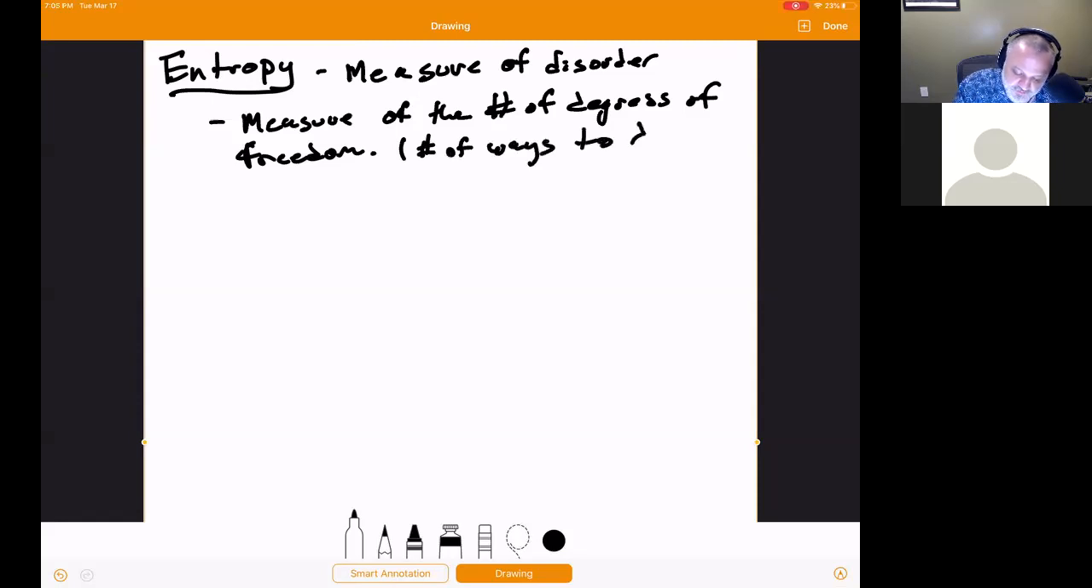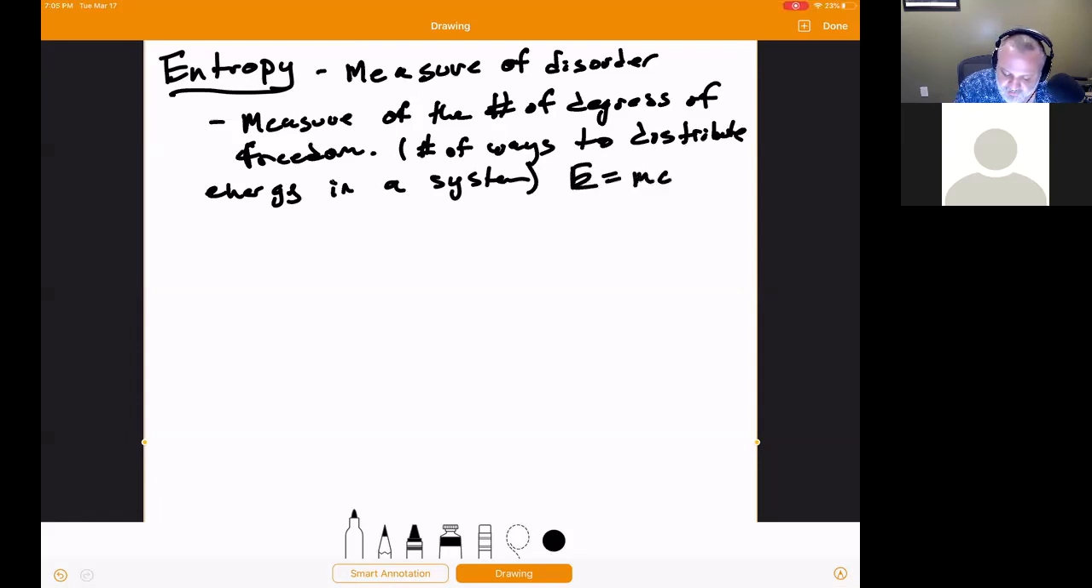And so another way to think about it is the number of ways to distribute energy in a system, right? And distribute energy means particles, right? Because if you remember old Einstein, he said E equals mc squared. That means that energy and mass, they're really the same thing, okay? And so when you say the number of ways to distribute energy in a system, you really are talking about the number of ways to distribute particles in a system.